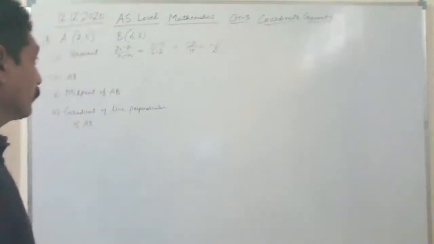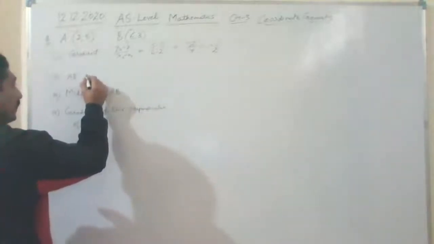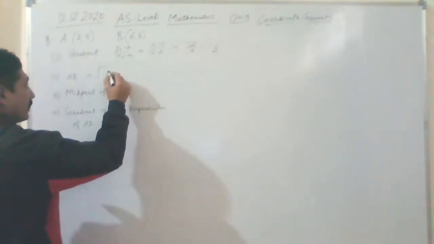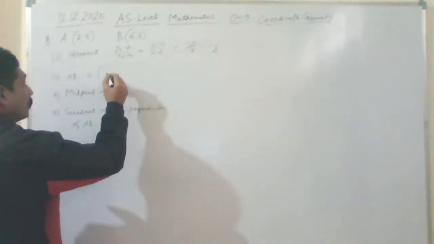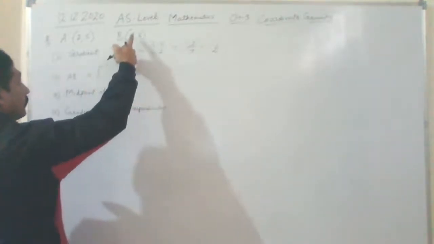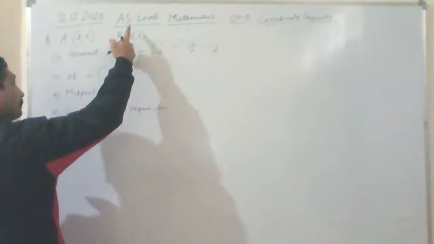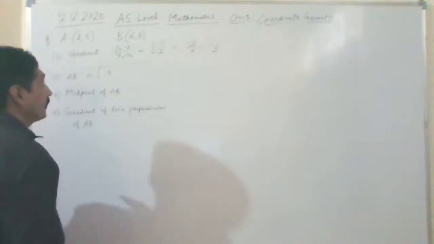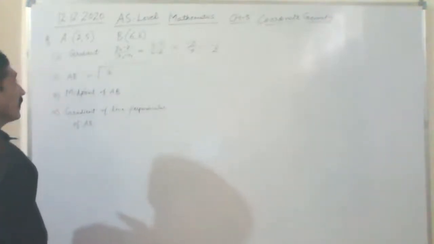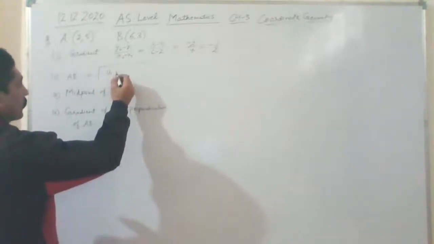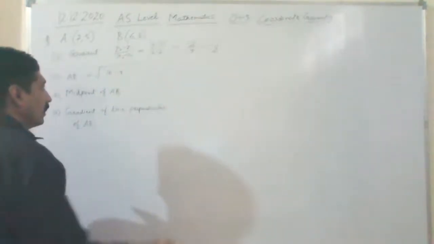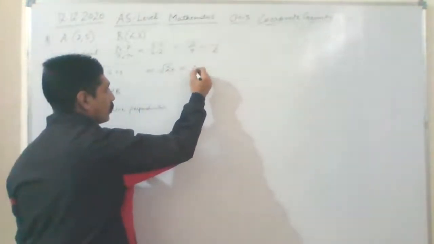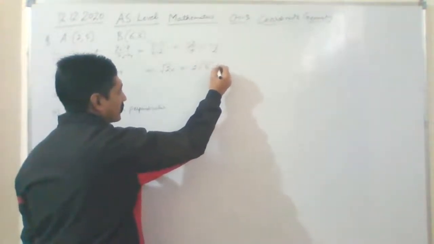So next we have the distance formula AB. The distance AB is equal to, first x 6 minus 2, 4, 4 whole square is 16, and next is your 3 minus 5, 2, 2 whole square is 4. So we have under root 20. The distance is under root 20, which can be written as 2 under root 5 units.